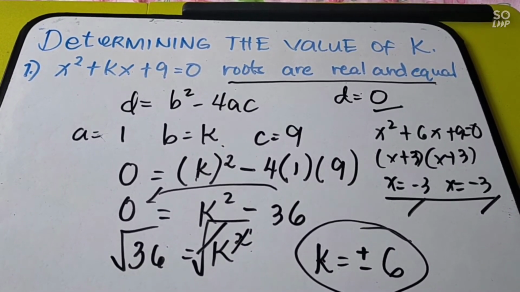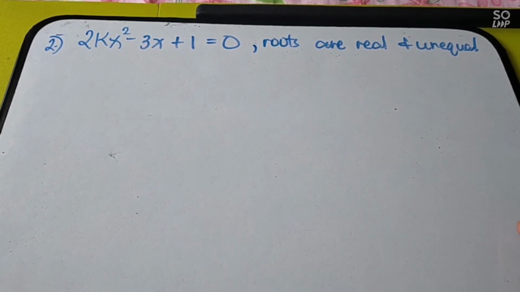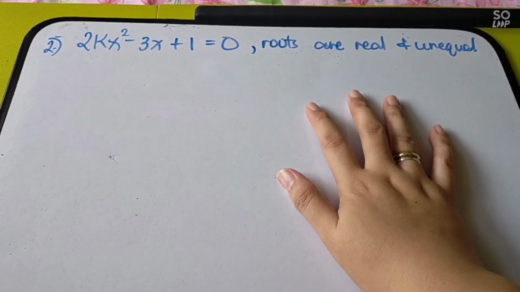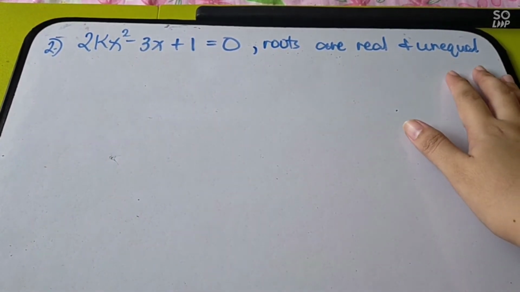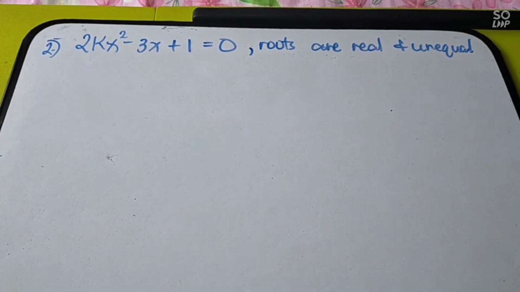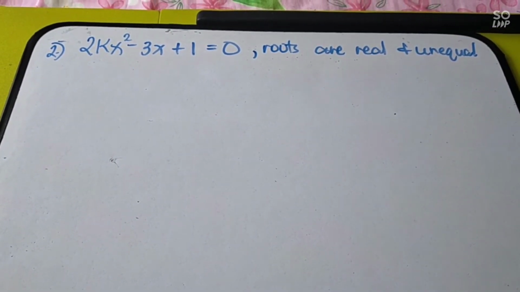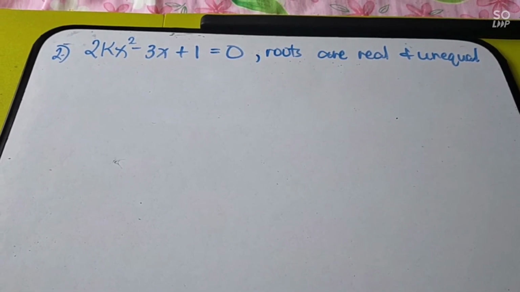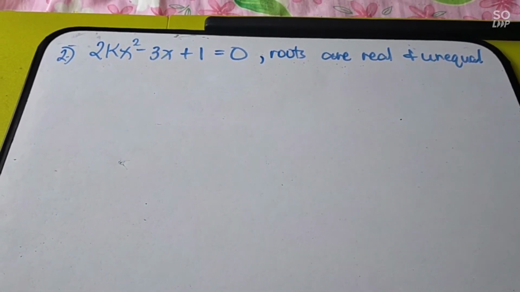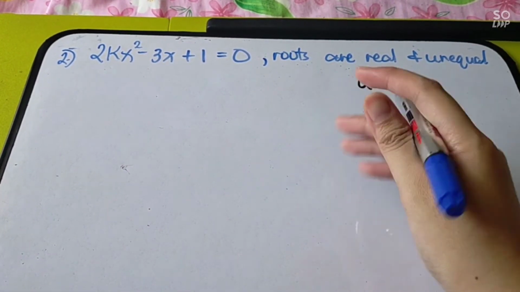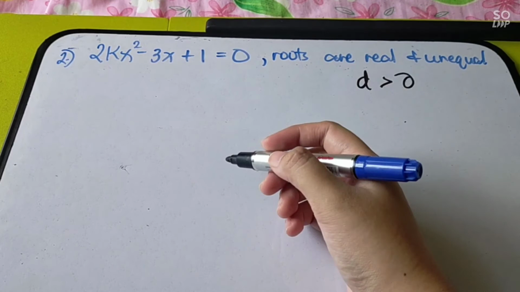Let us have more examples. Number 2. 2x squared minus 3x plus 1 is equals to 0. Roots are real and unequal. When you say real and unequal, ito yung rational, irrational, and unequal. Alright? Diba kapag rational and irrational, your D is greater than 0. Meaning, mas mataas daw yung D. D is greater than 0. That is real and unequal or not equal.